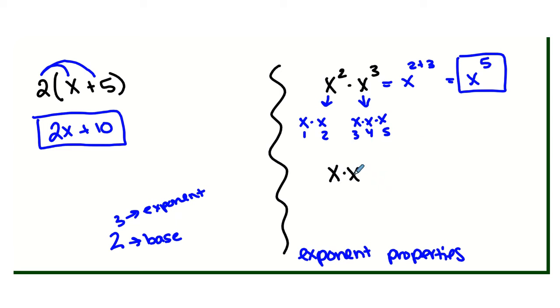If I have x times x, that's x squared because I have 2 x's. Remember that when you can't see an exponent, it's an invisible 1. So this is really x to the 1 plus 1 power, which gives us 2.